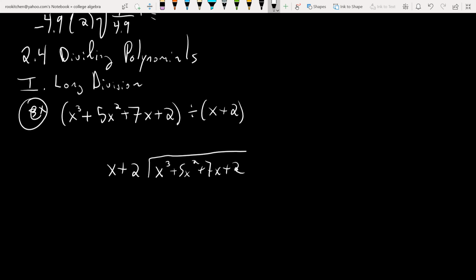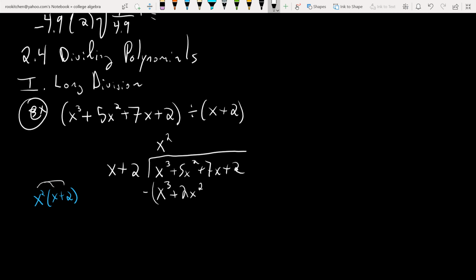And then up top you say, what times x is going to give me x cubed? You multiply it by x squared, right? So x squared times x is x cubed. When you do this, you have to multiply all of x plus 2 times x squared. Right? So it's x squared times x plus 2. And then it's not just the x cubed that you're going to be subtracting away. It'll be x cubed plus 2x squared, sorry. Okay, and then you subtract.